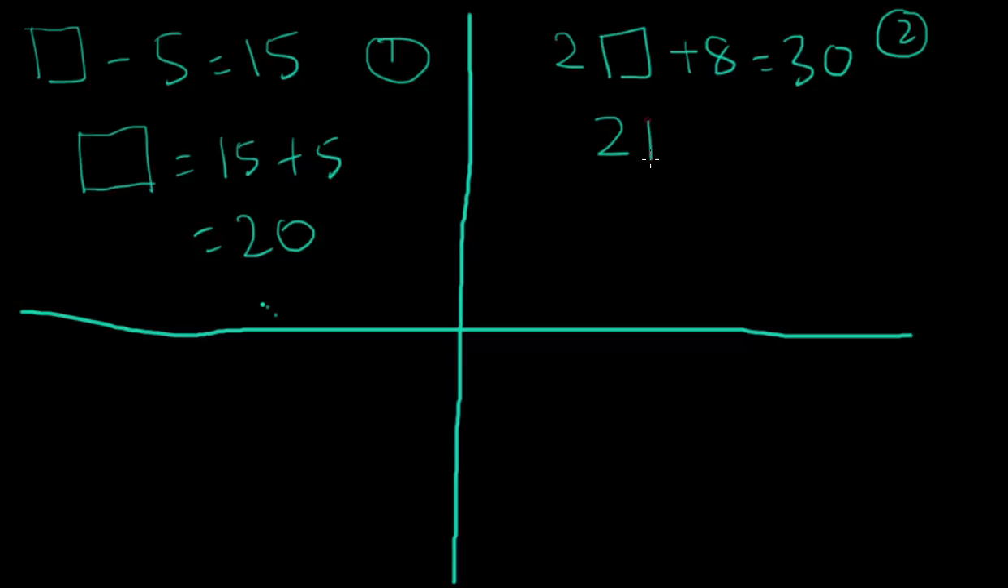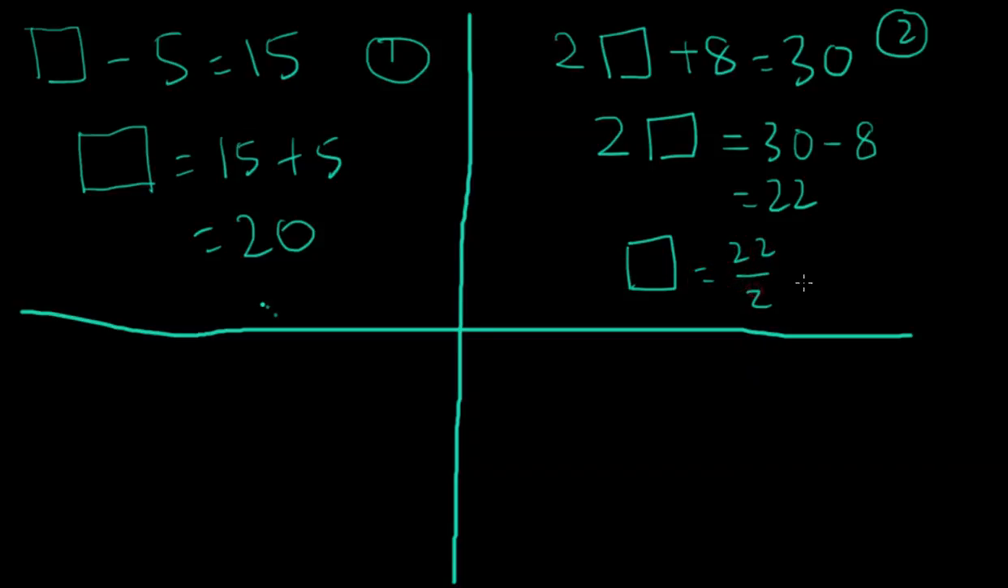So basically 2 times of this box number is equals to 30 minus 8, which is 22. So if I just want to find the box number, what I'll do is I'll take 22 divided by 2. So that is 11. Right? So this is the answer.